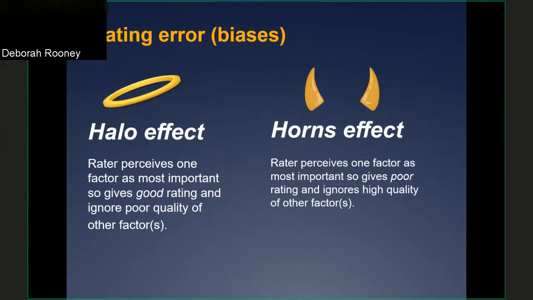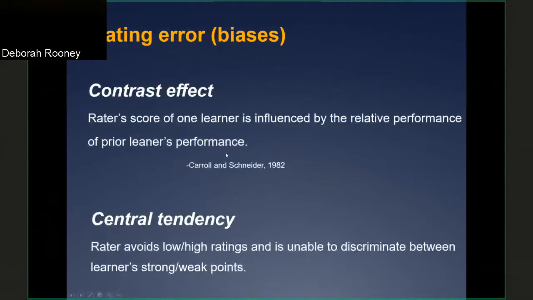On the other side, we have the horns effect, where in the opposite language, the rater perceives one factor as particularly poor compared to other factors that the learner may have done quite well at. And so ultimately, that rater gives them a poor overall rating. Either way, this rater is unable to discriminate between the learner's strong and weak points, so that must be addressed.